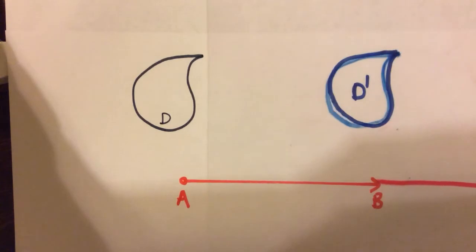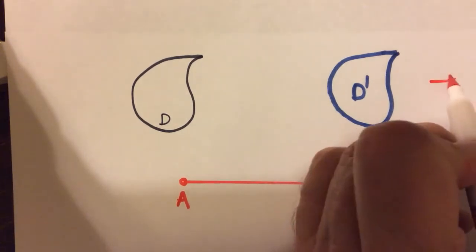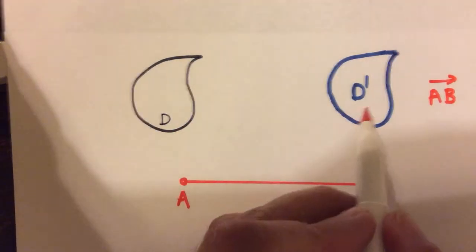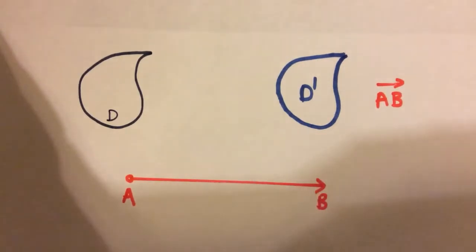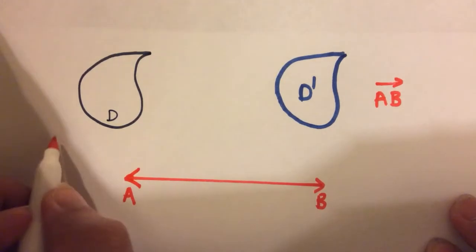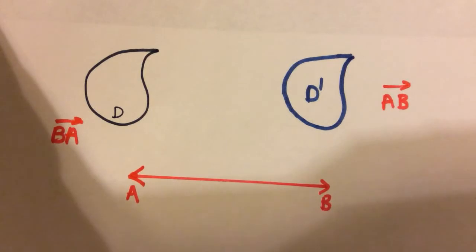Now what if I wanted to map D prime right back onto itself? What vector would I use? Okay, I used vector AB to get it from here to here, vector AB. So what if I used vector BA? Vector BA should take it back where it started. So we'll look at that.